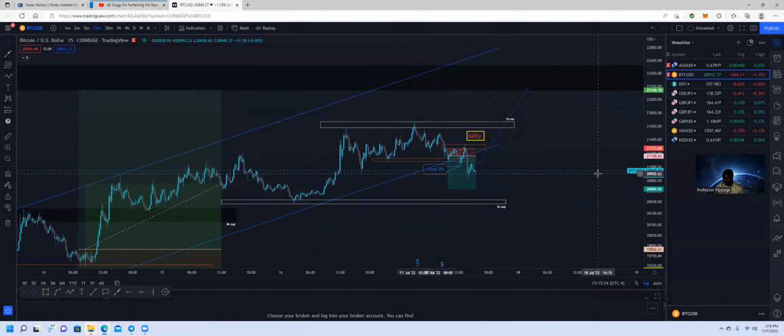So it is what it is. Once it comes back down here, we'll look for this opportunity again, and that's what it is. That's pretty much all I got for this one.